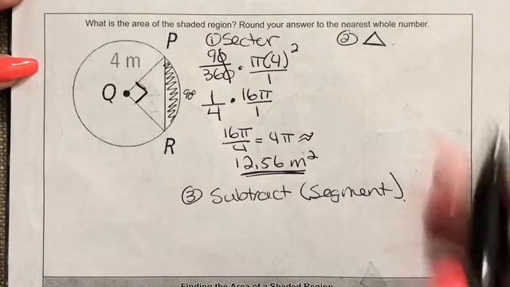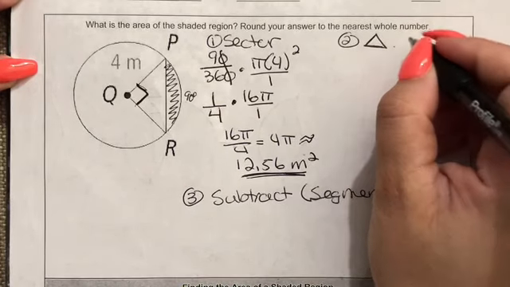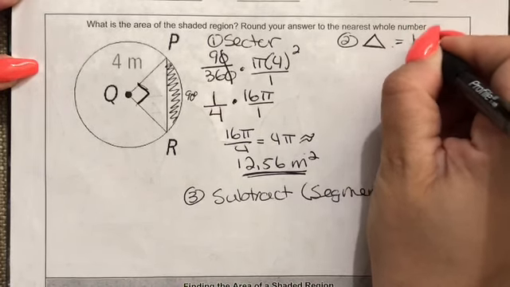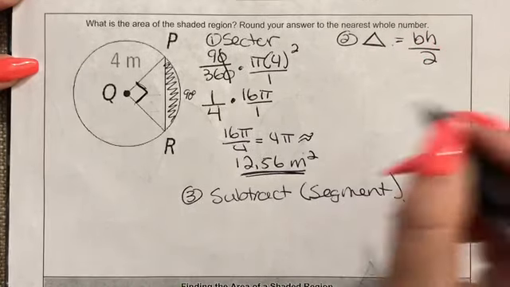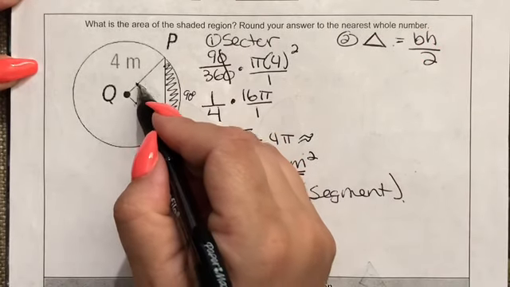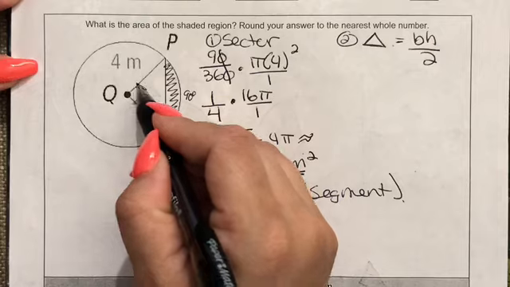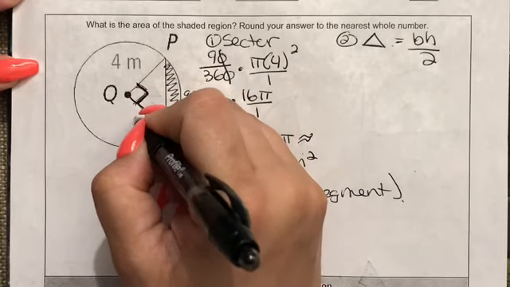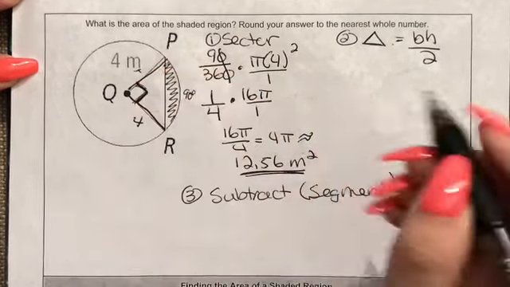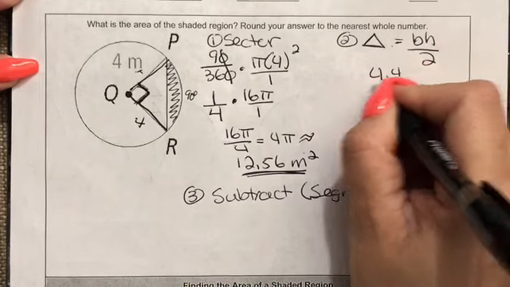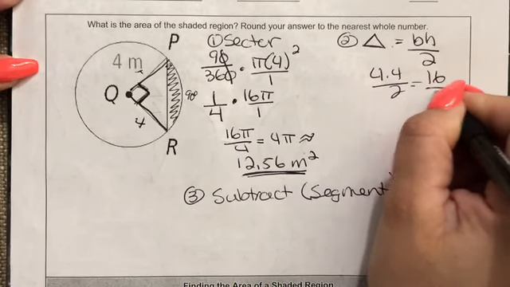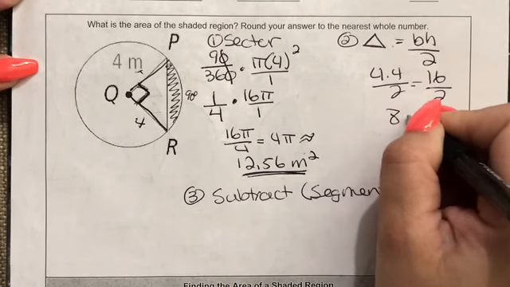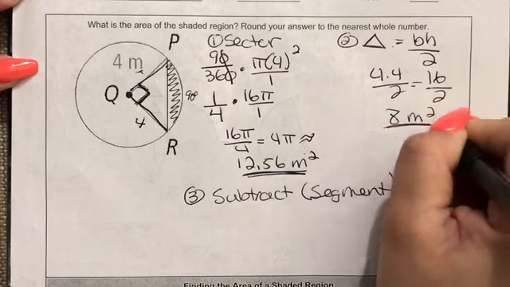Now I'm going to find the area of just the triangle. And we know the area of a triangle is base times height divided by 2. And in this case, since the angle is already perpendicular, I can use this as my base and this as my height. So I have 4 times 4 divided by 2, which gives me just 8 meters squared.